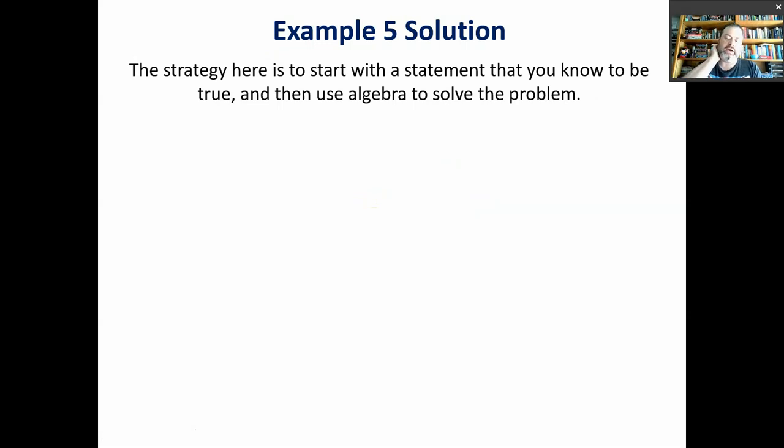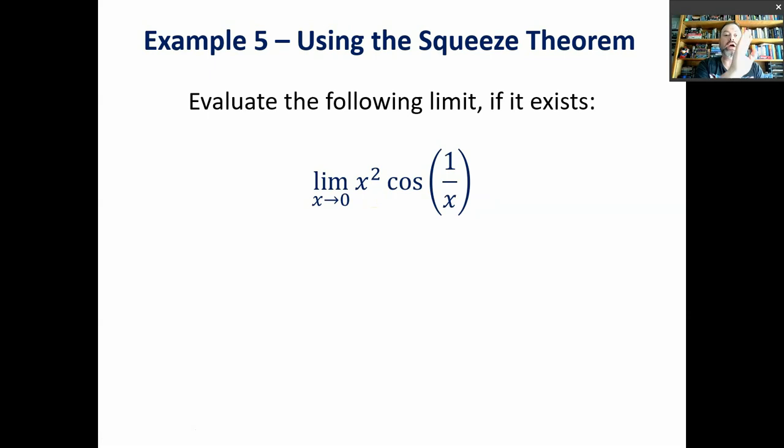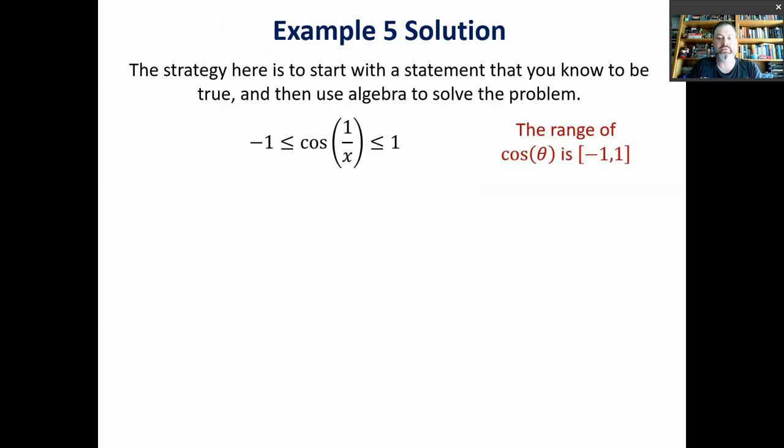So what do we know about... We know everything we need to know about x squared, right? We can just plug 0 in, we're good to go. We don't know anything about cosine of 1 over x, but we do know something about cosine of theta. So cosine of any number is pinned between -1 and 1, right? That's the range of cosine. So no matter what, cosine of 1 over x is going to be between -1 and 1. That's the only fact that we really know about cosine that we can use. So we just write it down.